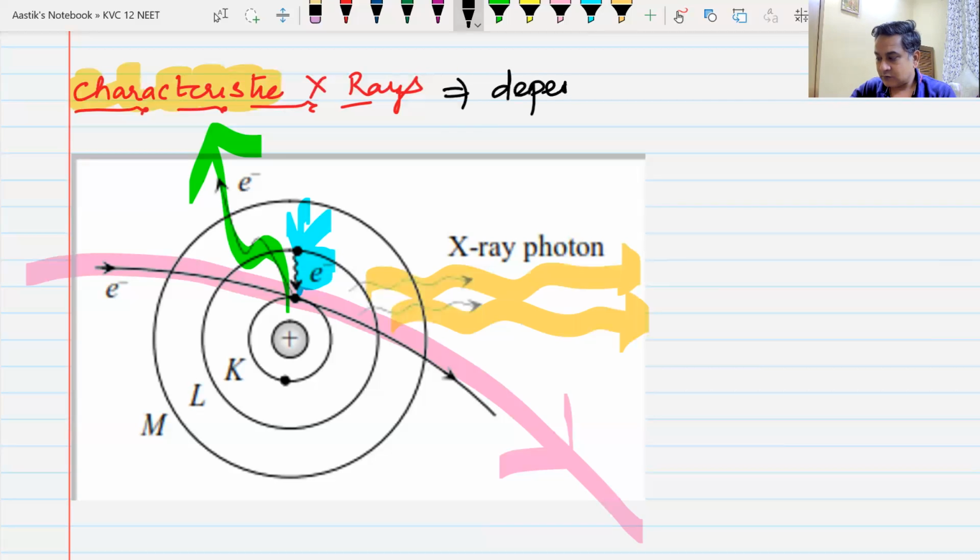These X-rays depend on the target metal. Depending on the target metal, these X-rays have different wavelengths, and therefore they are known as characteristic X-rays. Do we understand this, or has this gone above our head?